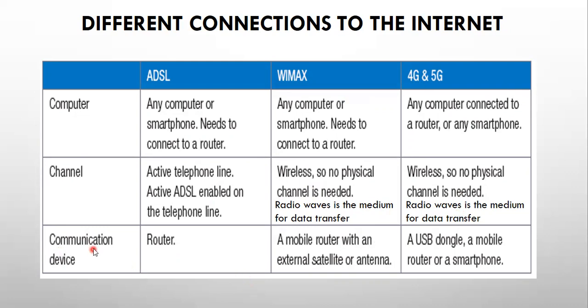So the communication device to actually connect you, here is a router. This is a mobile router with an external satellite or antenna. And here you have a USB dongle, a mobile router or a smartphone. Your smartphone can connect you to the internet, the 4G and 5G connection, using your smartphone. So you don't need a router.